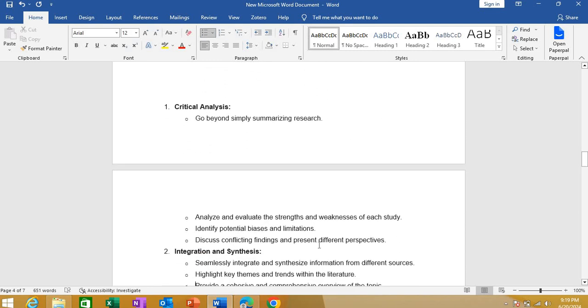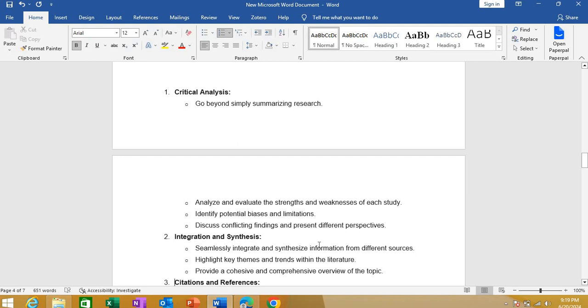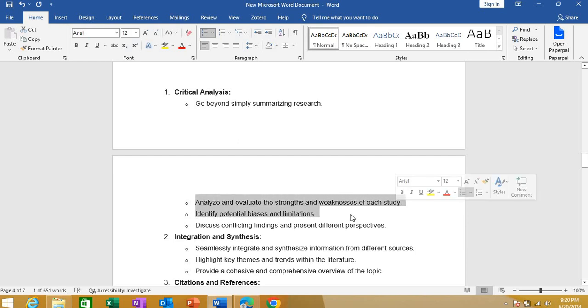And this is just a simple way of how you can go critical. What do I mean by critical analysis? Go beyond just summarizing. Do not just summarize whatever is available. Go beyond summarization: analyze and evaluate the strengths and weaknesses of each study. Whatever studies you are using in that review article, you need to evaluate their strengths and weaknesses, and you can identify any biases and limitations in that review.